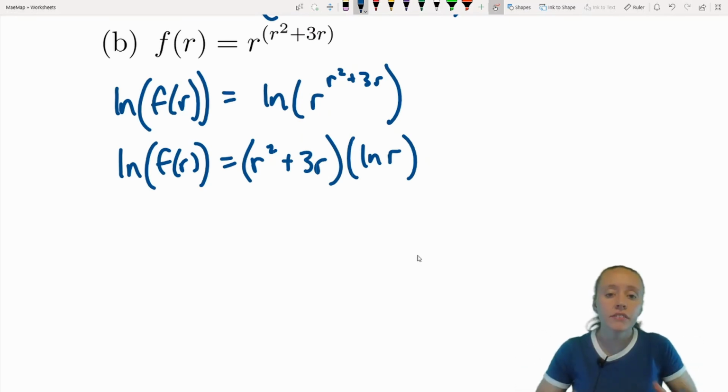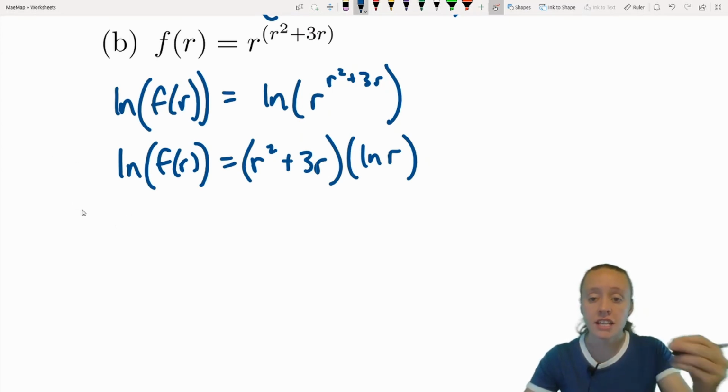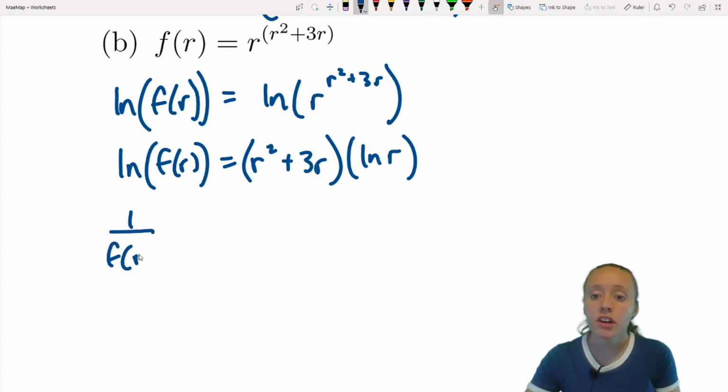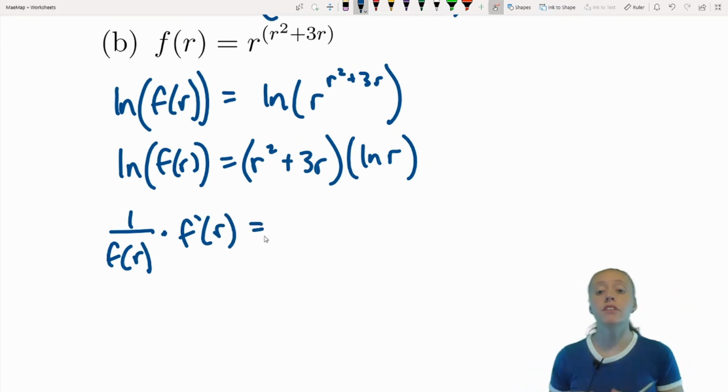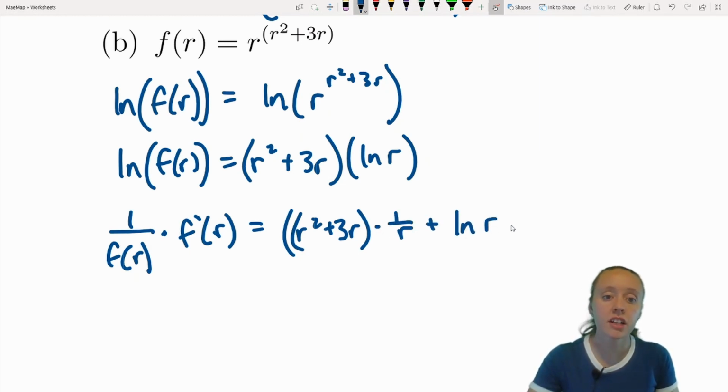Now you can see I can take the derivative of both sides easily. Taking the derivative of my left-hand side, d dr, that's going to be 1 over f of r times f prime of r. Remembering that chain rule, 1 over the function times the derivative of the function. That's how I take the derivative of the ln of some function. And then product rule on my right-hand side, I'll have first, r squared plus 3r, times the derivative of the second, 1 over r, plus second, that's the ln of r, times the derivative of the first, that's going to be 2r plus 3. So there's that product rule.